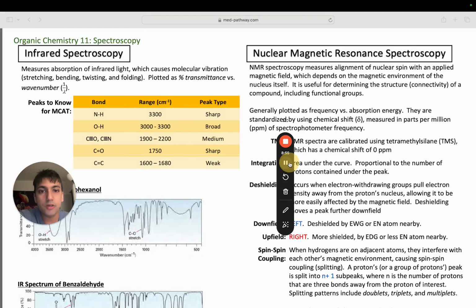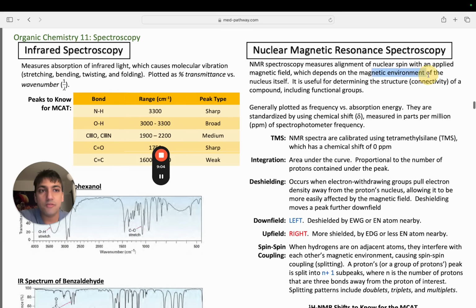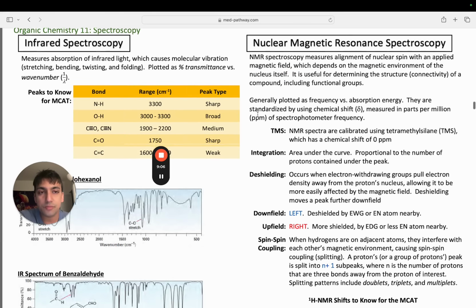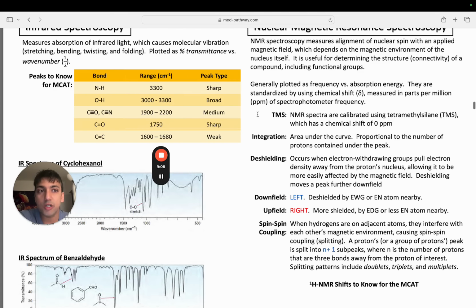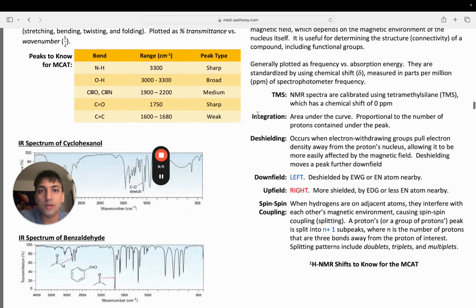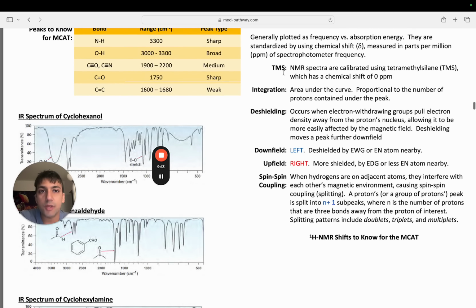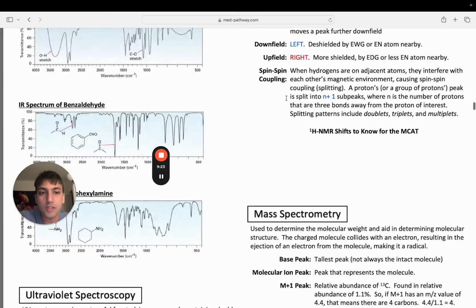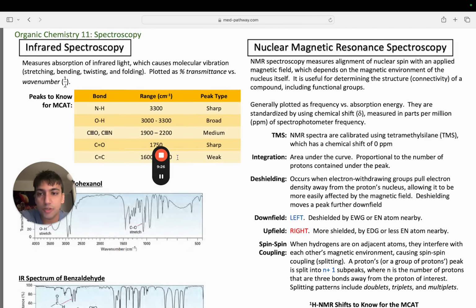So important to know here that NMR spectroscopy measures the alignment of nuclear spin with an applied magnetic field, which depends on the magnetic environment of the nucleus itself. It's useful for determining the structure and connectivity of a compound, including functional groups. And it's generally plotted as frequency versus absorption, and they are standardized by chemical shift in parts per million of spectrophotometer frequency. So I guess probably the most helpful will be to show you some examples.